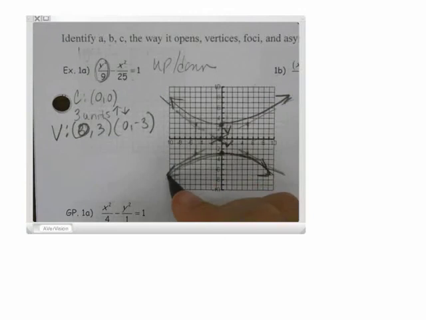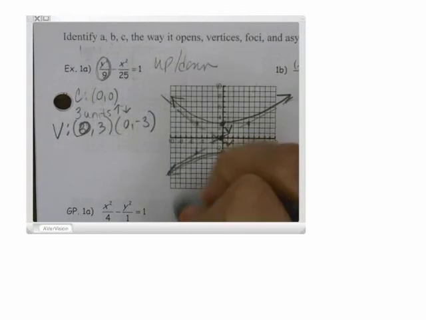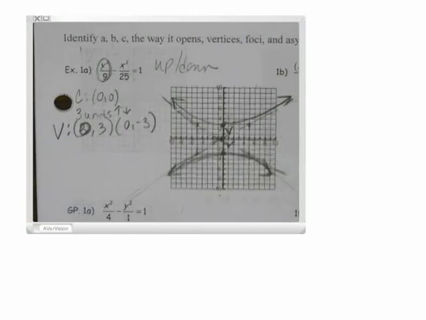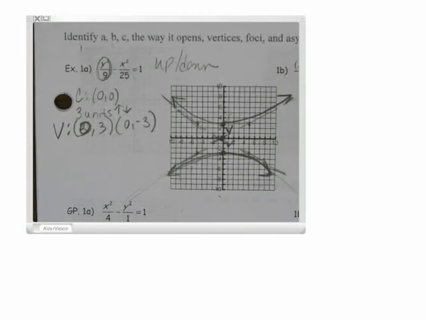Don't curl them back inward. They're not like a parabola. Parabolas would curve and start becoming like straight up and down. These actually follow this line, and they become straight lines on their edges. And that's the hyperbola. The last thing we need to do is find the focus.